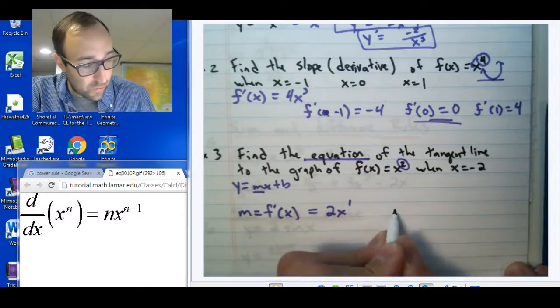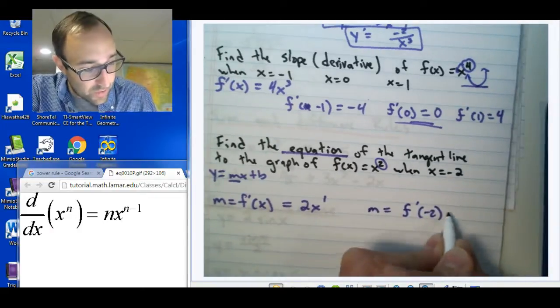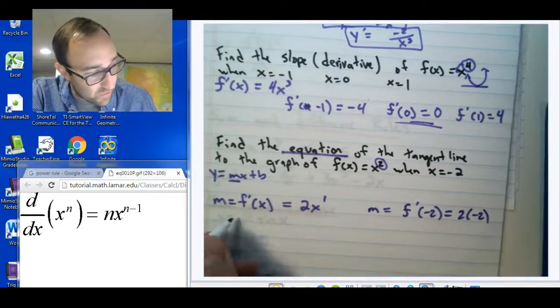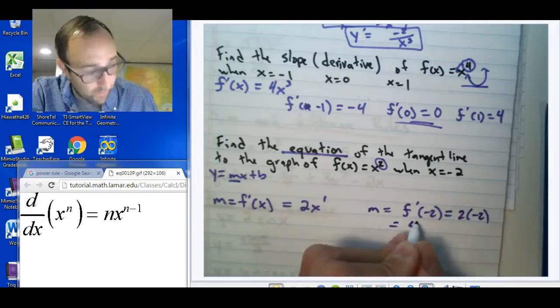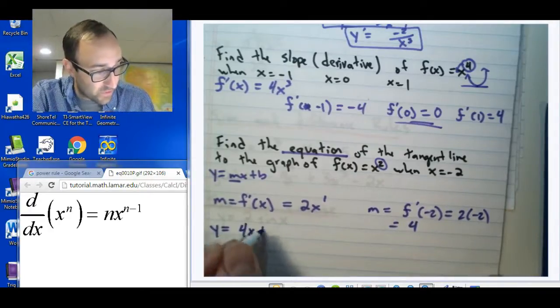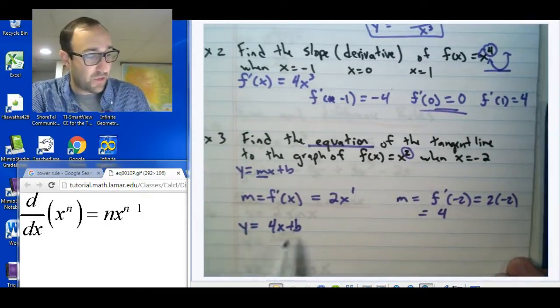So I know my slope is going to be equal to f prime of negative 2, which is going to be 2 times negative 2. So that slope is going to equal 4. So I know that it's going to be y equals 4x plus b. Okay, so now I've got that part. What I have to do now is find b.